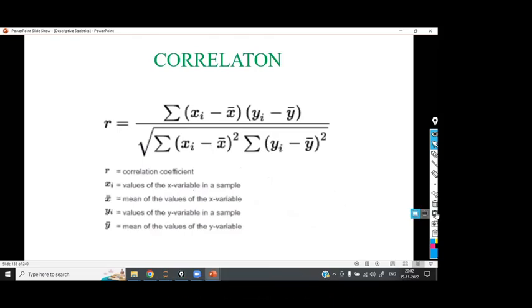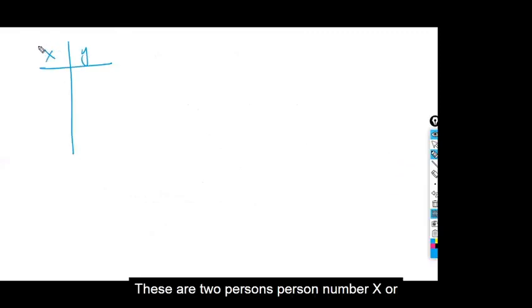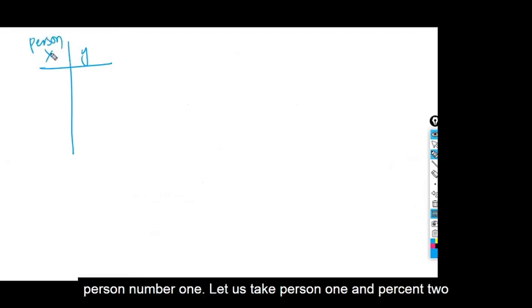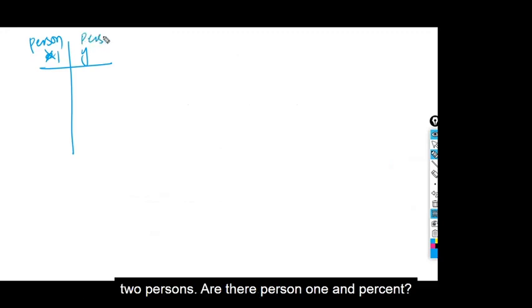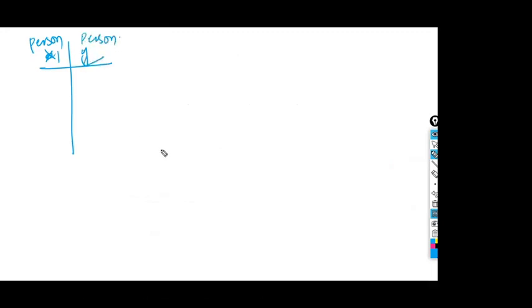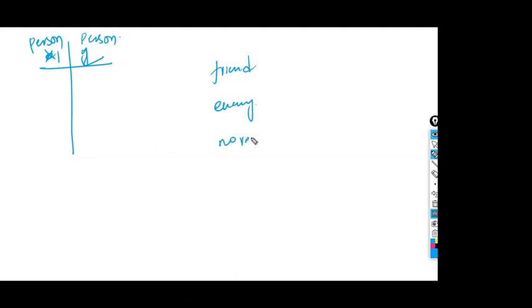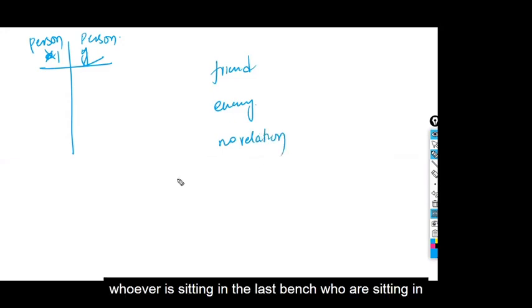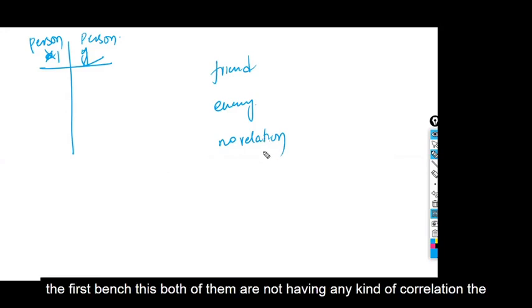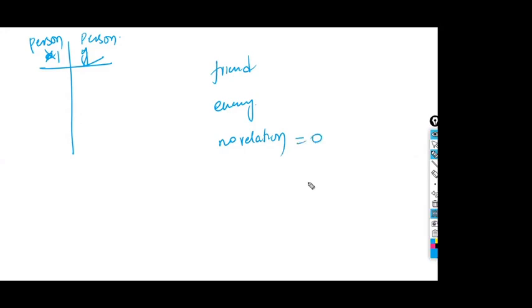For example, let us take two persons, person 1 and person 2. Either they will be friends or they will be enemies, or they will have no relation. Whoever is sitting in the last bench and whoever is sitting in the first bench are not having any kind of correlation. The relation between them is 0. They don't even know each other's faces.